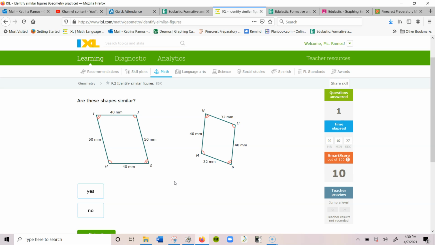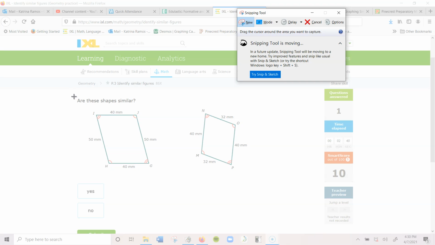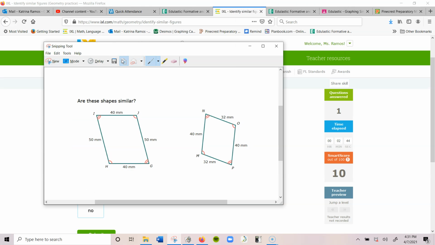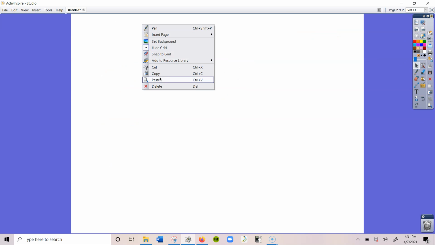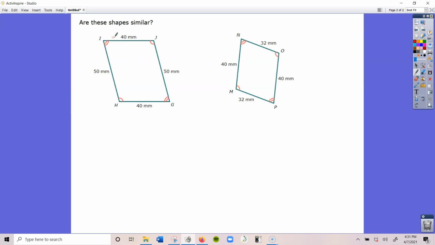Now we're going to do the same thing here. Between the angles 1 and 2, we have 40, and then it goes to 32. So we have to check if that's similar. So let me copy this one over. So we're going to create the ratio 40 to 32, both of which can be simplified by 8. So 40 divided by 8 is 5, and 32 divided by 8 is 4.